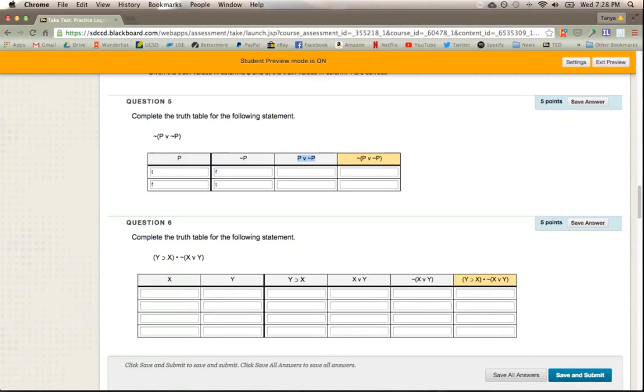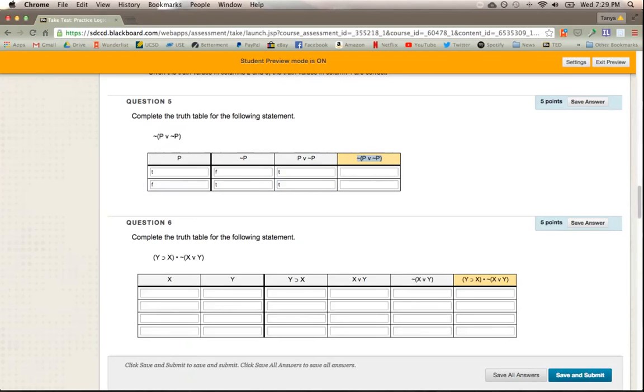P or not P. We have to use our disjunction rule. There's only one case where a disjunction is false, and that is when both of the disjuncts, both parts, are false. So let's look at row 1. Are they both false here? No. Row 2, are they both false here? No. There's no row where they're both false. So that means they must all be true.